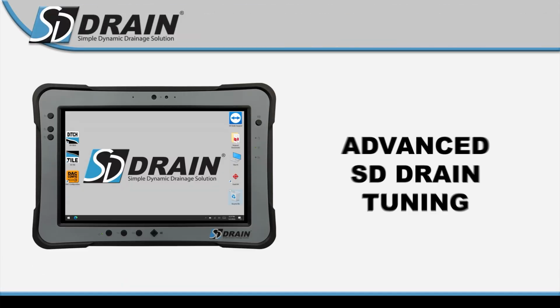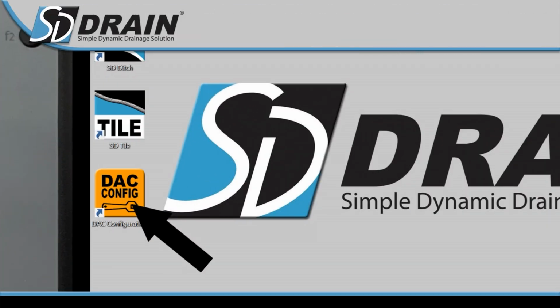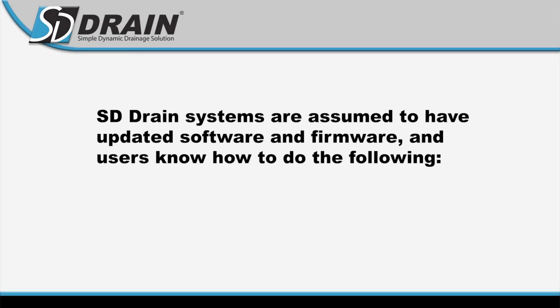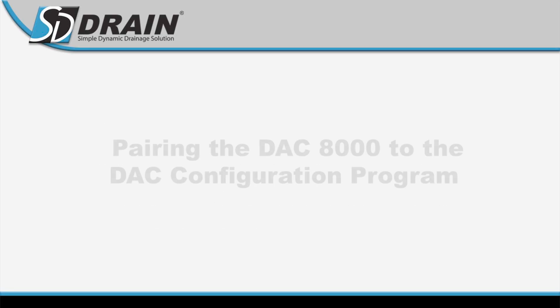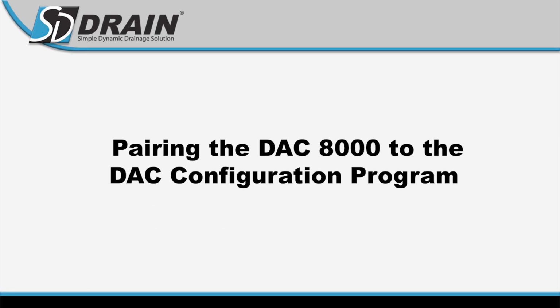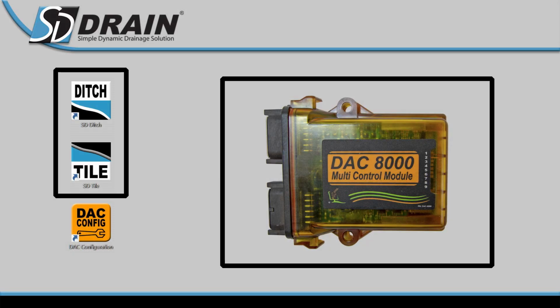This video is for advanced SD Drain tuning using the DAC configuration program located on the desktop of your tablet. SD Drain systems are assumed to have updated software and firmware, and users know how to do the following: run a survey pass, engage SD Drain to automatically control the drainage implement. When SD Drain is running, the DAC 8000 controller is paired to that program.